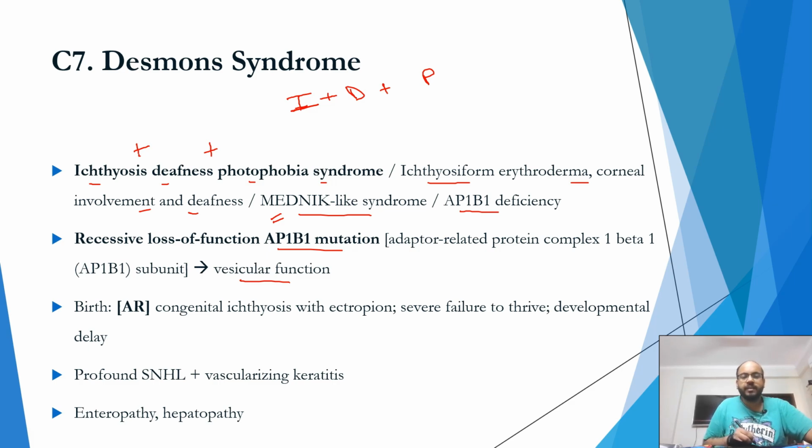At birth, the features are of an autosomal recessive congenital ichthyosis with ectropion. There's severe failure to thrive and developmental delay. There's profound sensorineural hearing loss with vascularizing keratitis. Enteropathy and hepatopathy are also features of Desmond syndrome.